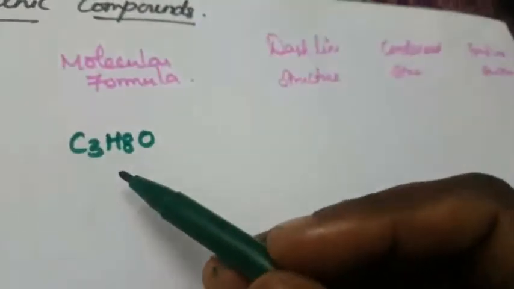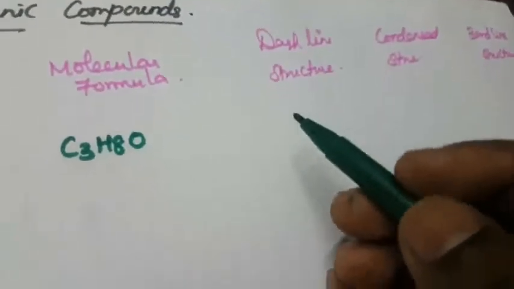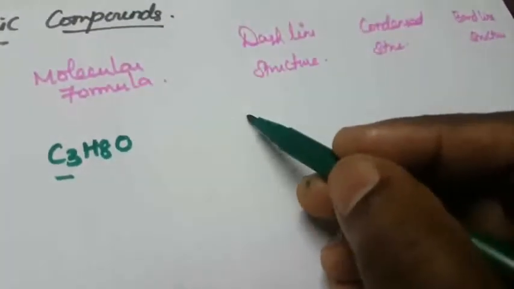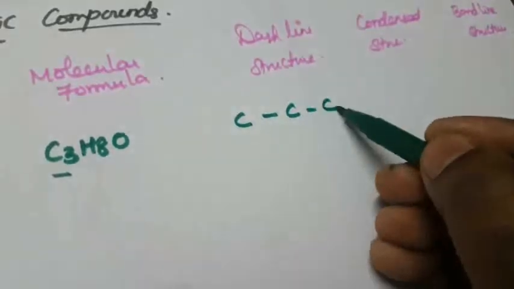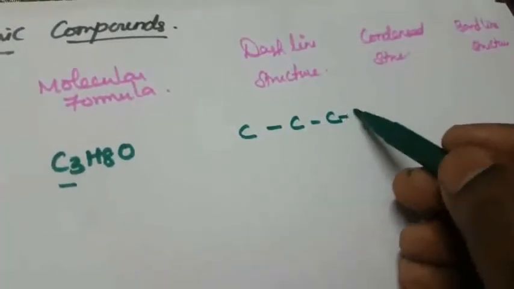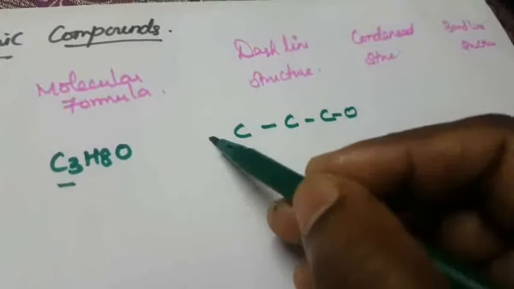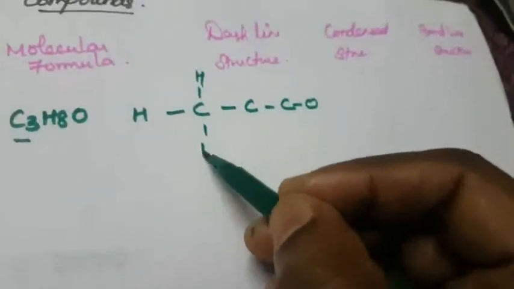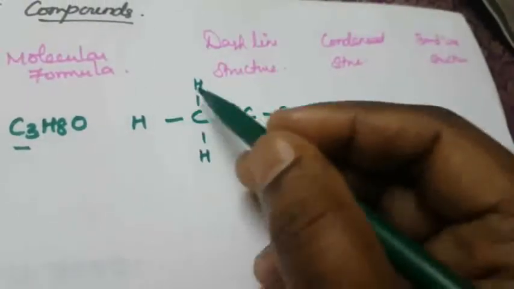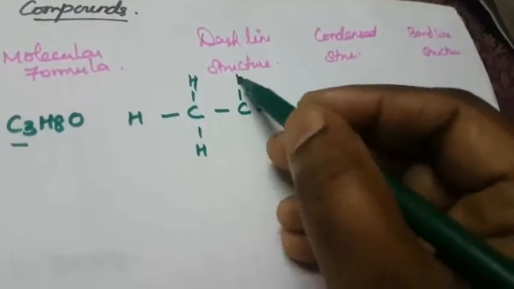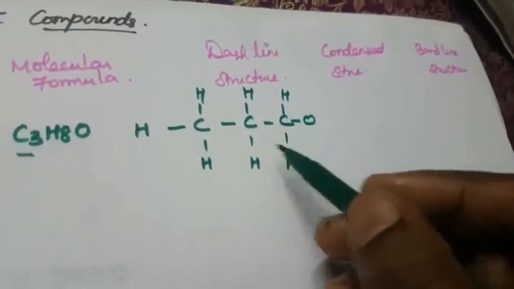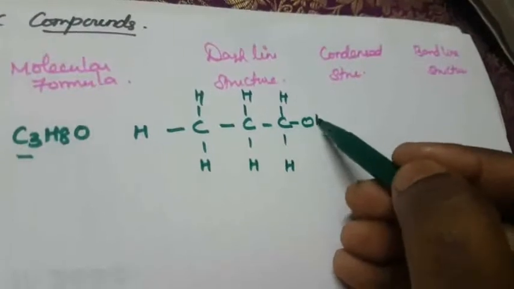How to draw this structure? First, what is the molecular formula? C3H8O. So what is the dash line structure? How to draw this dash line structure? Here there are 3 carbons: 1, 2, 3. Then 1 oxygen. So the remaining are hydrogens. Each carbon has 4 valency, right? So here each carbon 1, 2, 3 has 3 hydrogens, here on carbon 2 there is 1 hydrogen each, and this is 1 hydrogen. So the remaining 7 hydrogens are filled in.